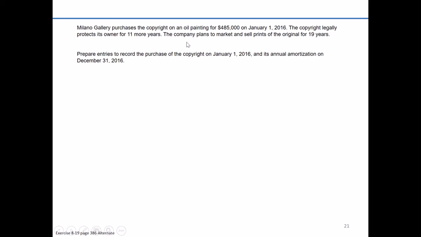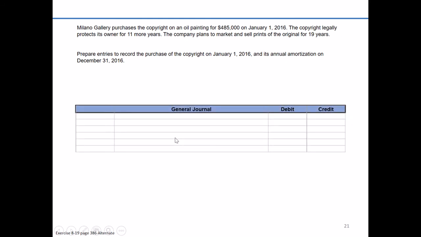Keep in mind, the gallery has the exclusive right to market and sell prints of the original, which is definitely an advantage compared to its competitors, so it fits within the category of an intangible. The first entry it asks us to prepare is what we record from Milano's perspective when they purchased the copyright on January 1st, 2016. So we'll start to prepare our journal entry. The copyright is an intangible asset, so we'll debit the asset account copyright for $485,000. That's what's mentioned as the cost. We'll also credit cash for $485,000.